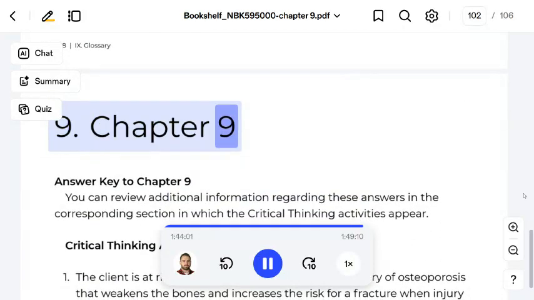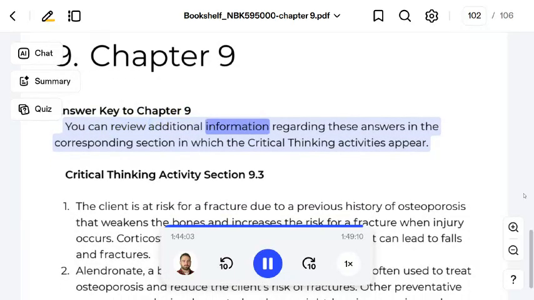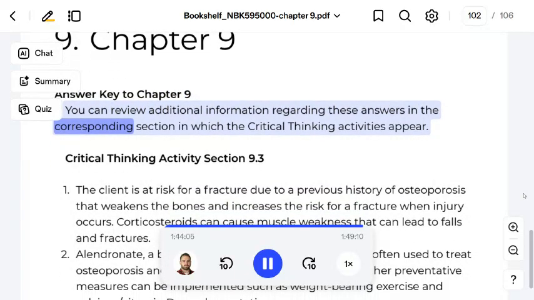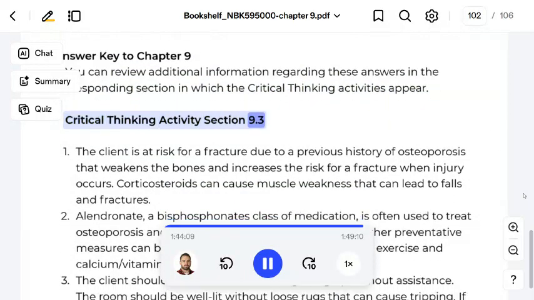Chapter 9. Answer key to Chapter 9. You can review additional information regarding these answers in the corresponding section in which the critical thinking activities appear. Critical thinking activity, section 9.3.